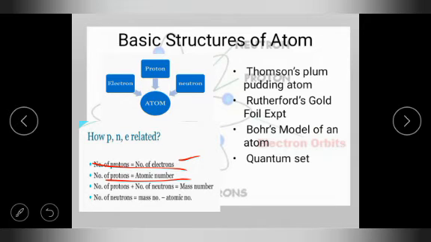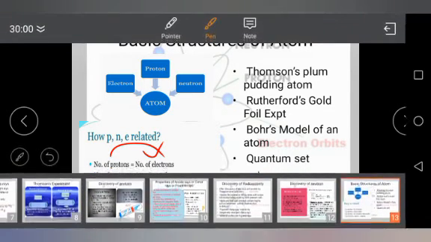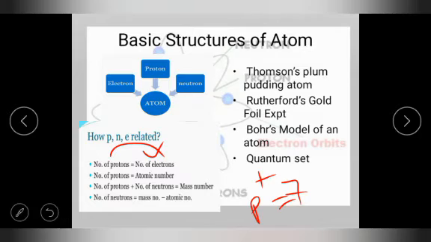The number of protons makes the atomic number, and the number of protons plus the number of neutrons makes the mass number. And how to calculate the number of neutrons? It is mass number minus atomic number. Once again, the number of protons is always equal to the number of electrons. If the number of protons is 7, what is the number of electrons? Yes, it is the same, 7. If the number of protons is 10, the number of electrons will be 10. If it is 100, the number of electrons will be 100.